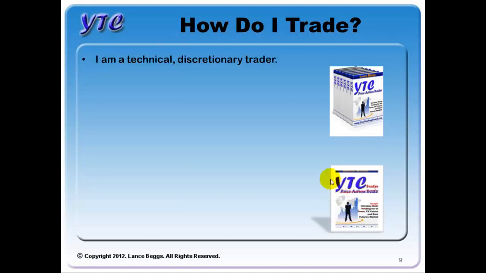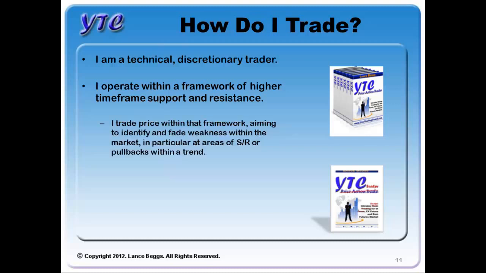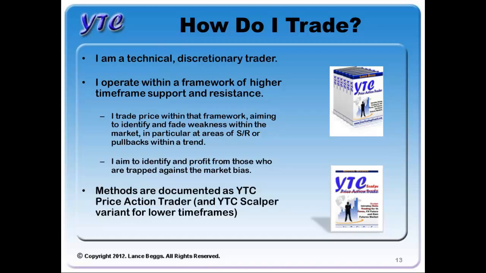So how do I trade? I'm a technical discretionary trader. I operate within a framework of higher time frames, support and resistance. I trade price within that framework, aiming to identify and fade weakness within the market, in particular at areas of support and resistance, or pullbacks within a trend. I aim to identify and profit from those who are trapped against the market bias. And if you're interested, you'll find these methods documented as the YTC Price Action Trader and YTC Scalper variant for lower timeframes at my website.